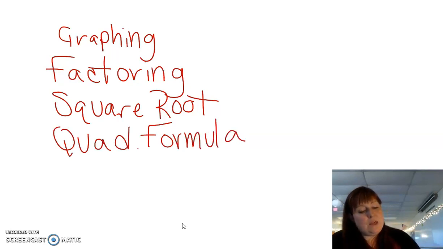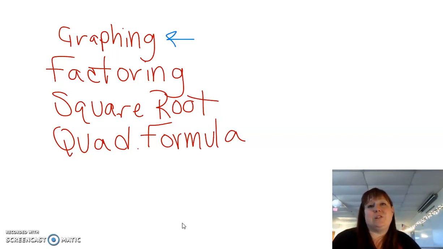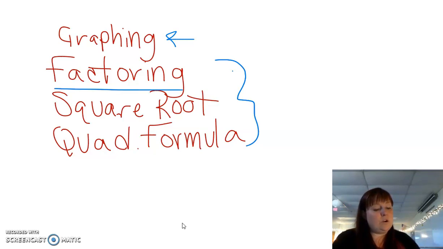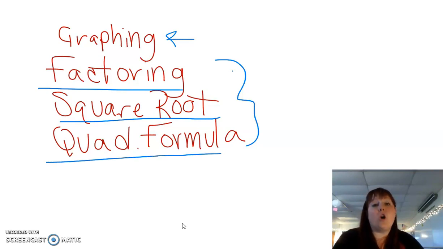Now, for this test and for the stuff we've been doing, graphing is not realistic because you have to graph every single one of them, and it just doesn't make sense. So we're not going to be solving by graphing. We are going to be doing these three here. Just so you know, factoring works sometimes if it can factor. The square root works sometimes. The quadratic formula works all the time. Every single time. There's never a quadratic that you can't solve with the quadratic formula.